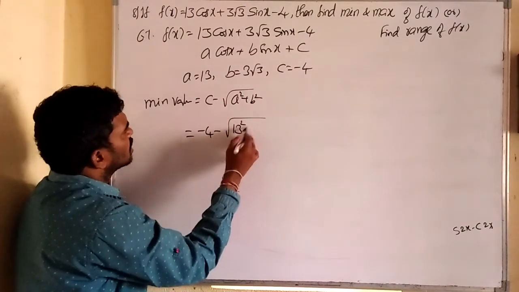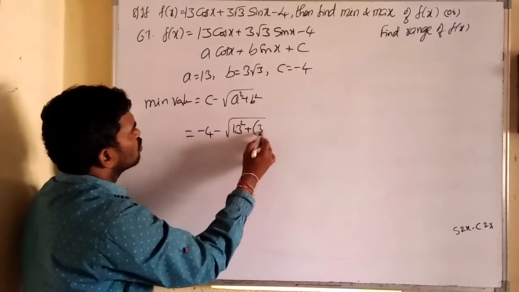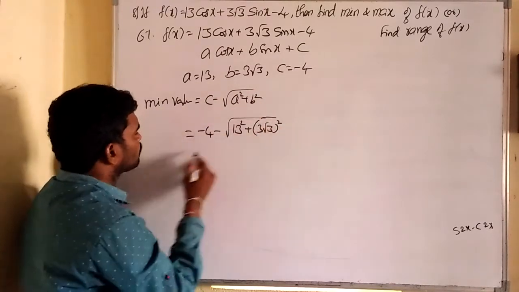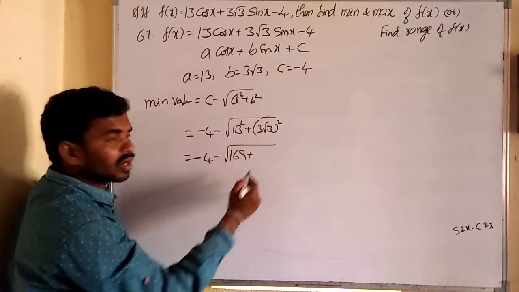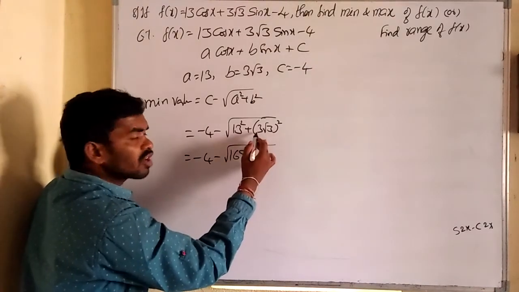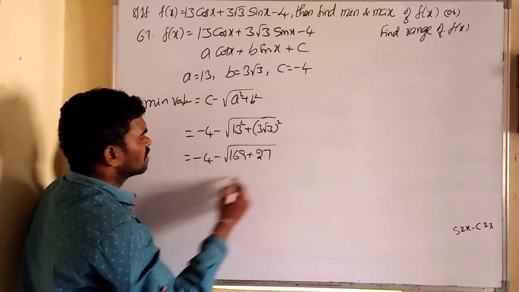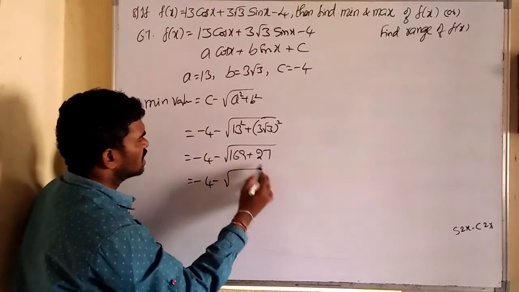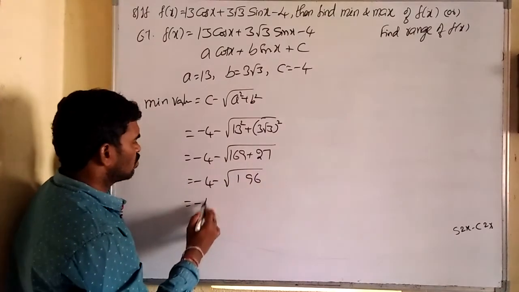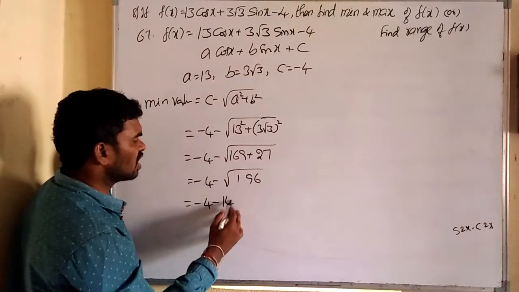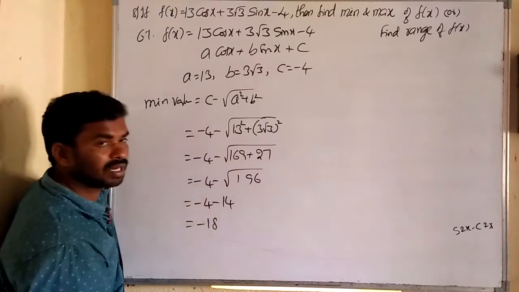So a square means 13 square. b value 3 root 3. So b square means 3 root 3 whole square. Minus 4 minus root of 13 square value 169. Okay, root 3 square means 3. 3 square means 9. 9 3s are 27. So which is called minus 4 minus root of 169 plus 27, 196. So minus 4 minus root 196 means what? 14. So minus 18 is the minimum value.